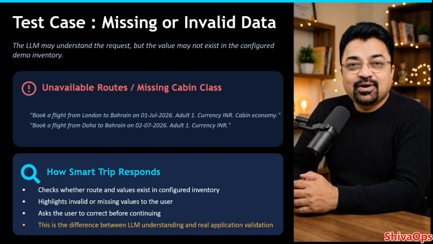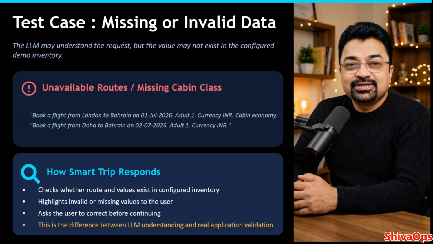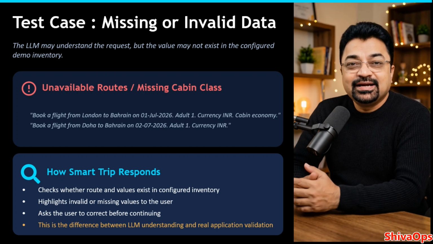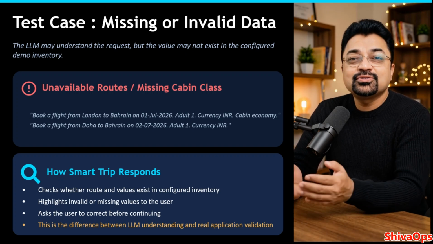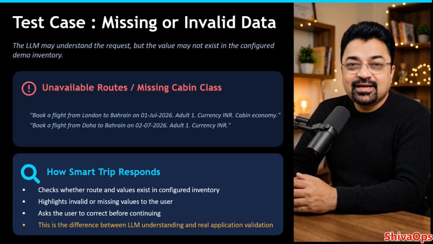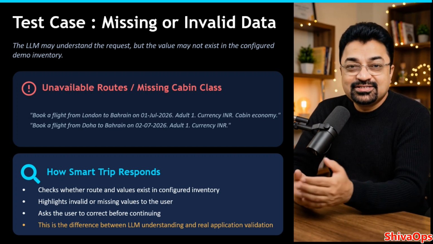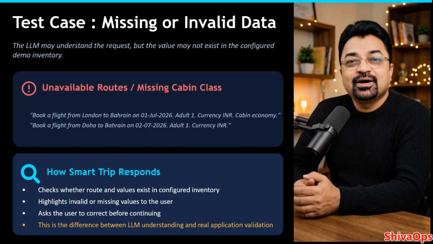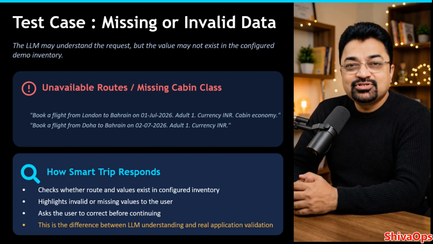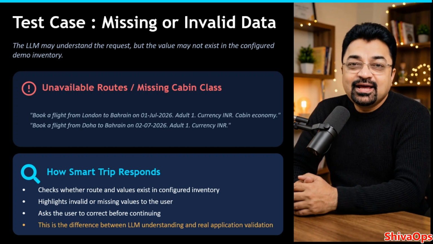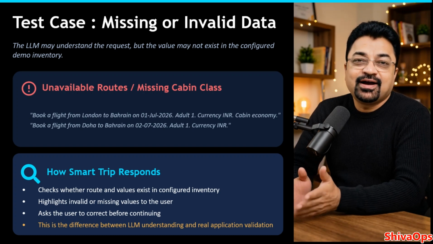In the previous parts, we covered the Smart Trip overview, architecture, setup readiness, proper booking flow, and date validation scenarios. We also saw how Smart Trip can understand a valid travel request and how it stops the flow when the travel date is not valid. Before starting this part 5 lab demo, I recommend watching the previous parts of this playlist if you have not seen them yet. They will help you understand the normal booking flow before we test missing or invalid data handling.